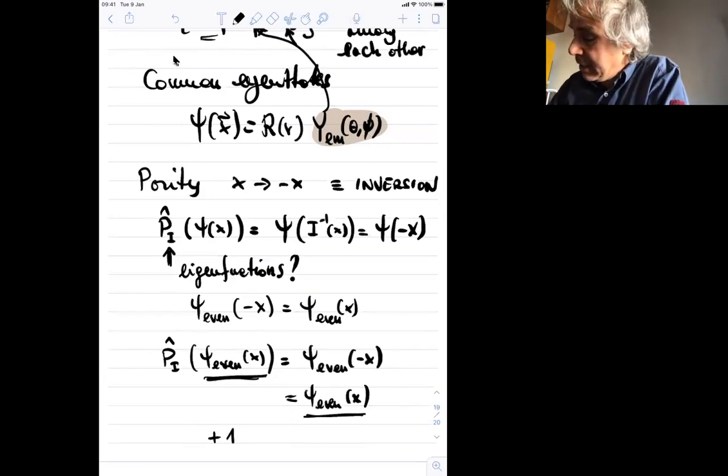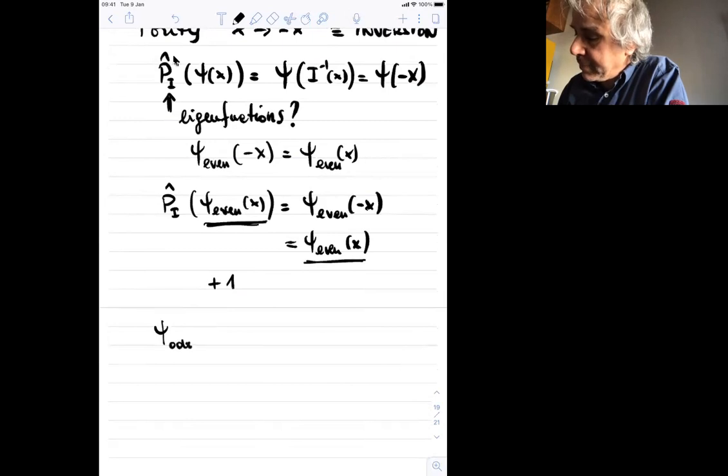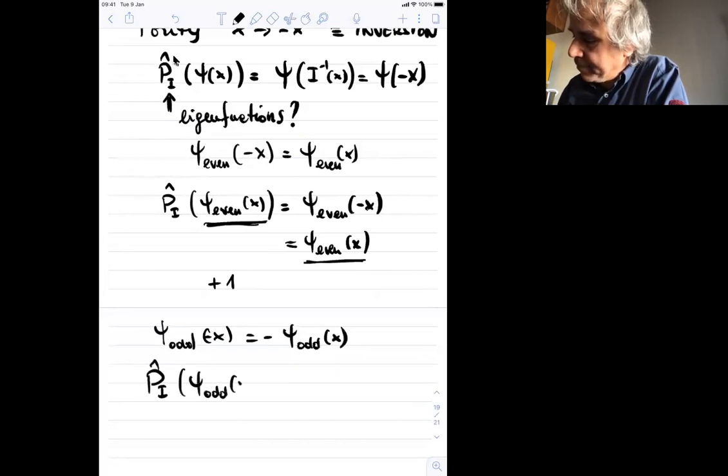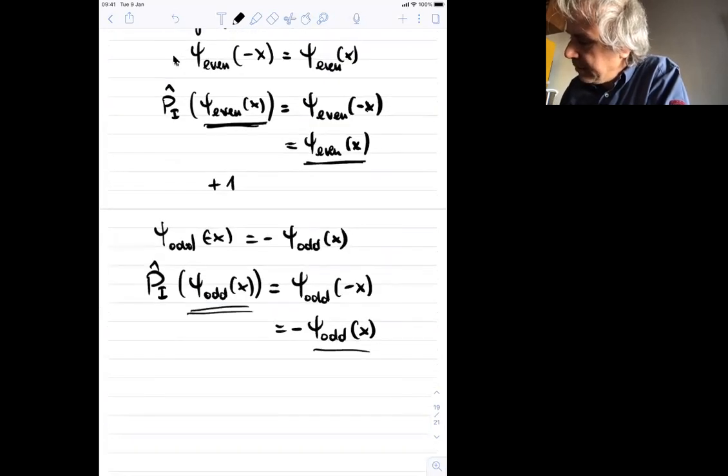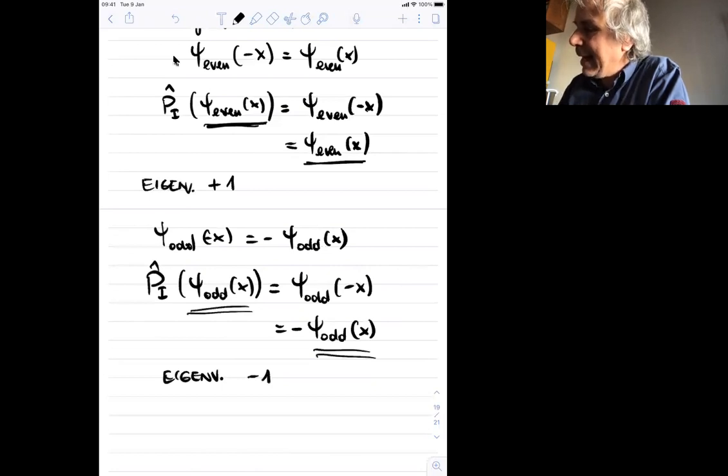Okay? Now think of an odd function, so a function such that psi of minus x is equal to minus psi odd of x. And then look at what happens to this function as I apply the parity operator to it. According to my definition, it is psi odd of minus x, but this is equal to minus psi odd of x. And therefore, we immediately see that this is an eigenfunction with eigenvalue -1. Okay? So even and odd functions are eigenfunctions of the parity operator with eigenvalue +1 and -1.